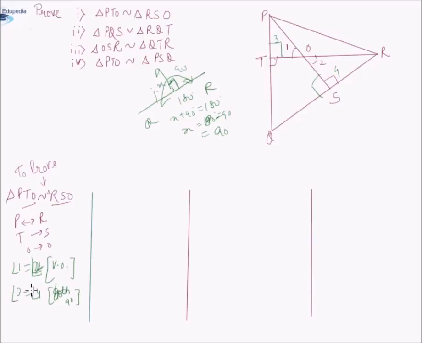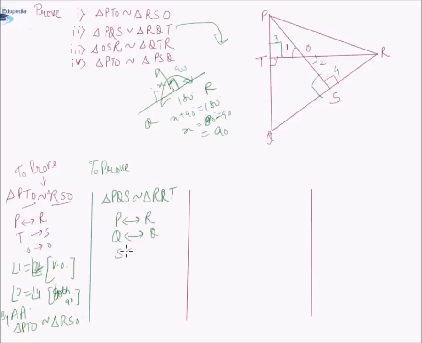Since the 2 angles are the same, the third angle will also be the same because of the interior angle sum property of a triangle, which says that the sum of all the interior angles of a triangle is equal to 180 degrees. So by AA criteria, we can say that triangle PTO is similar to triangle RSO. Let us move on to the next question. In this case, we need to prove that triangle PQS is similar to triangle RQT. So the corresponding vertices will be P corresponding to R, Q with Q and S with T.